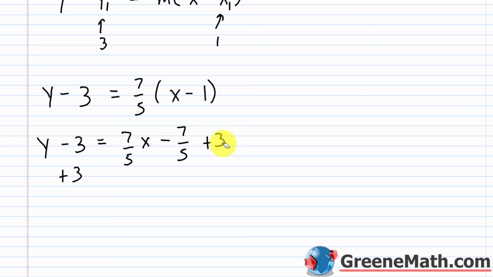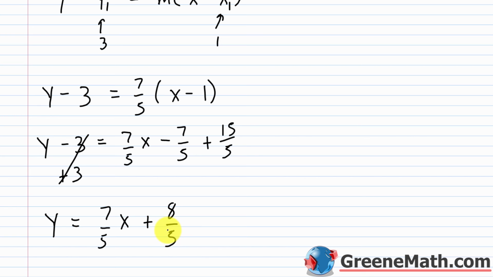I'm going to go ahead and write 3 as 15/5, so I have a common denominator. So that's gone. Y is equal to 7/5 x. So we have negative 7 plus 15. What is that? That's 8, right? So plus 8 over that common denominator of 5. So we get the exact same thing. Y equals 7/5 x plus 8/5.